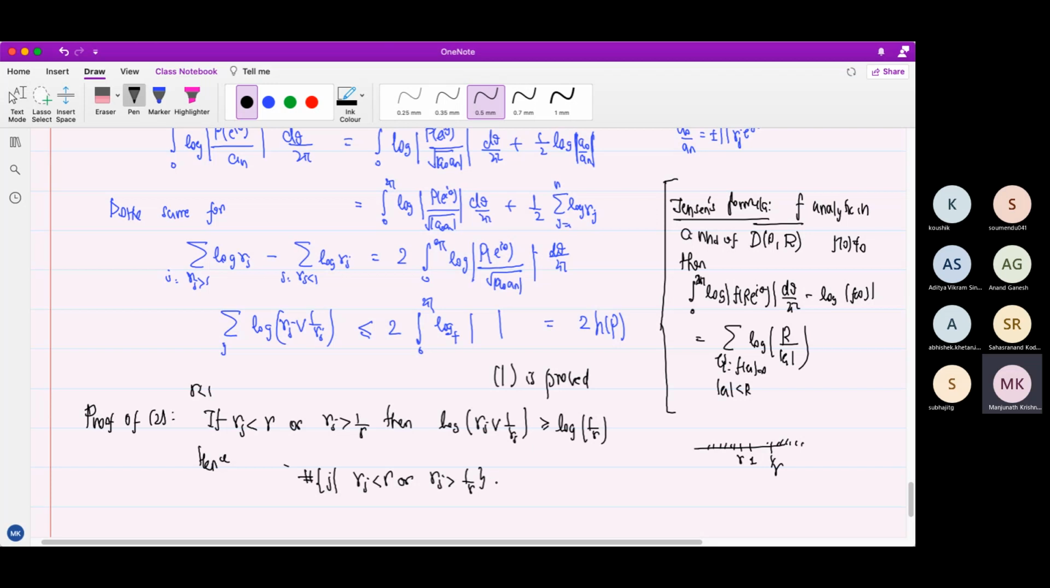Each of them gives a contribution of at least log 1 over R. So that total and the rest of them are non-negative. All terms are non-negative.